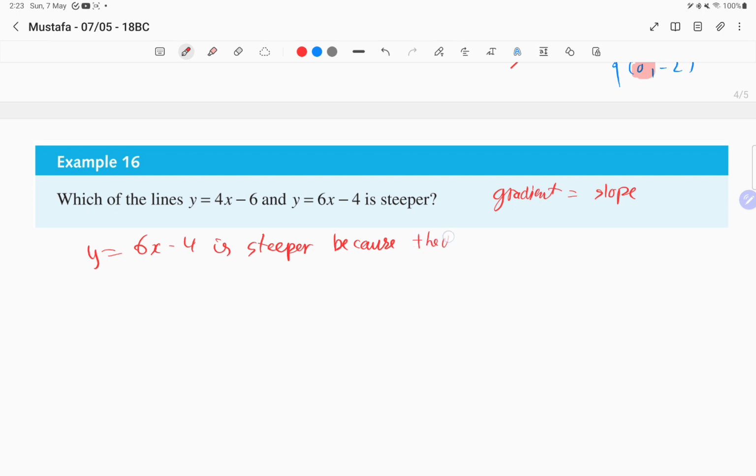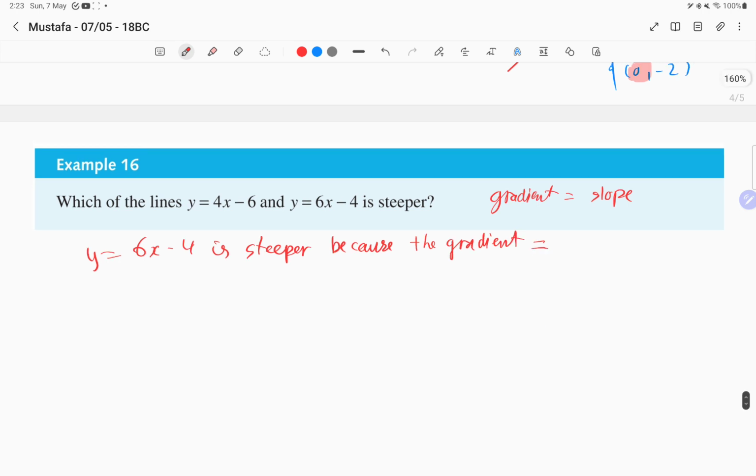The 6x. The gradient is the number that times into x. Okay. So the formula is y equals mx plus c, where m is the gradient and c is the y-intercept. So what's the gradient in this equation? 6. Yes, the gradient is 6.